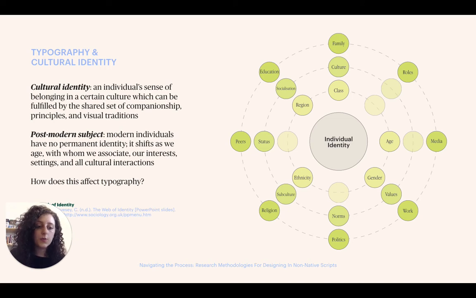Within cultural studies and related to the concept of cultural identity, we have the idea of the postmodern subject, that modern individuals have no permanent identity. It shifts as we age, with whom we associate, our interests, settings, and all cultural interactions. In this diagram called the web of identity, we can see all of the different cultural identities we as individuals have. This web of identity is what allows for rich typographic tradition and variation within every culture. Typographic form shifts with different cultural and sociological identities, and it can be used as an indicator of one or more of those identities.